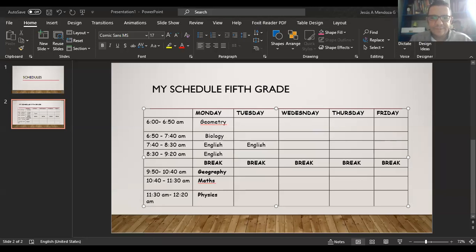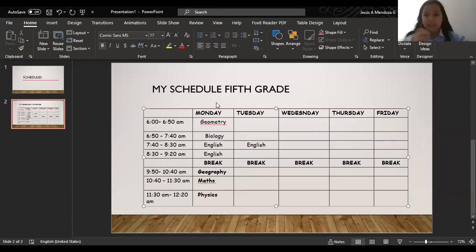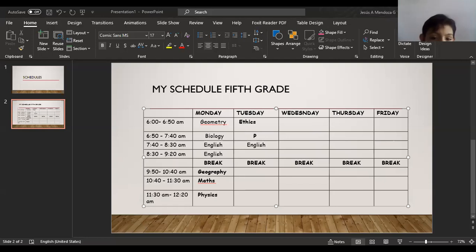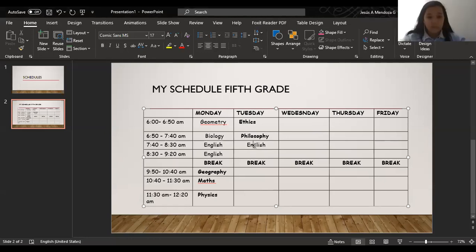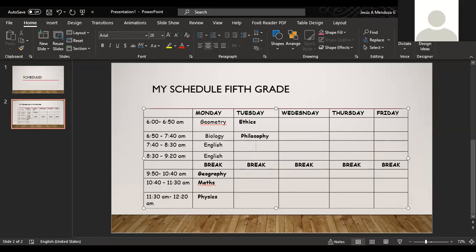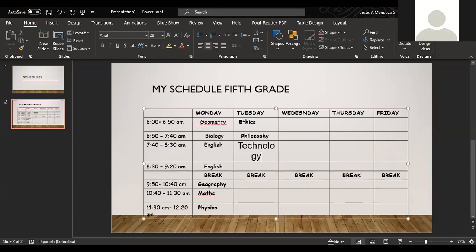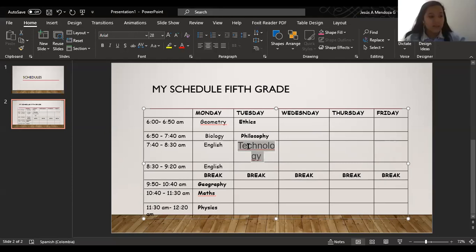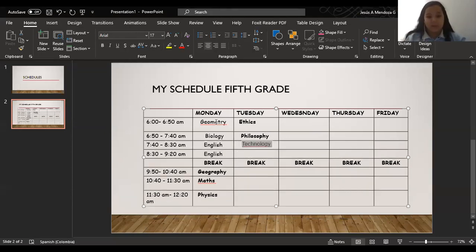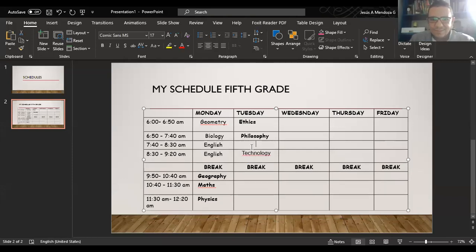Physics. Okay, good. Now on Tuesday, what about Tuesday? Ethics. Okay. Later, filosofía. Filosofía. Tecnología. Technology? Okay. Later. No, profe, sería en filosofía y después de filosofía sigue inglés. Después de inglés y tecnología. Ah, okay. Yeah, it's English.